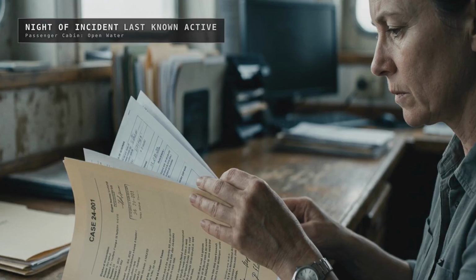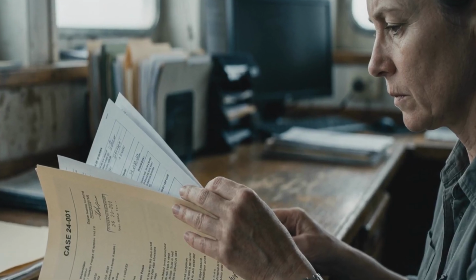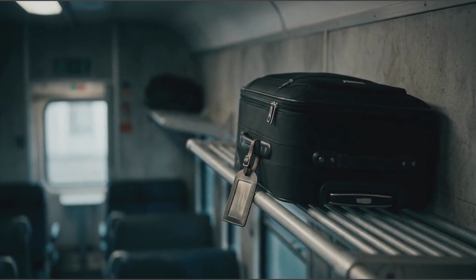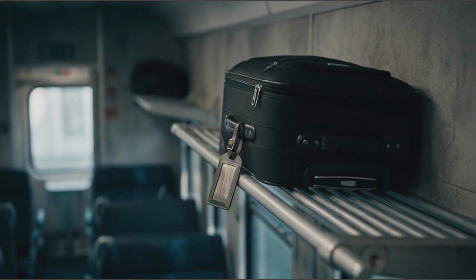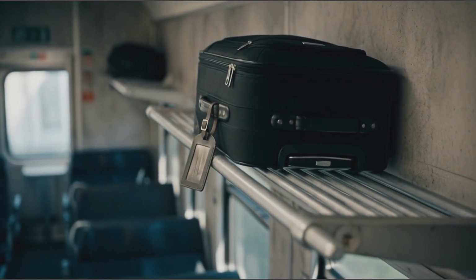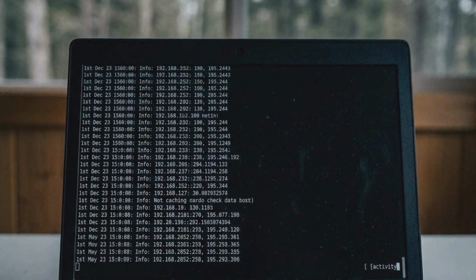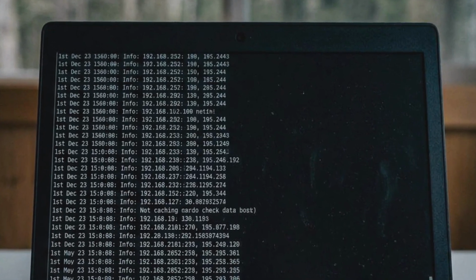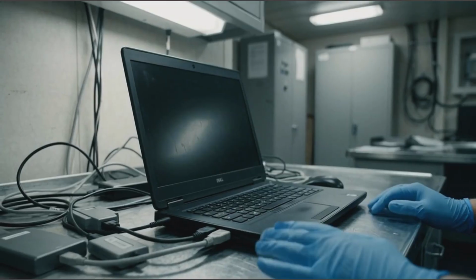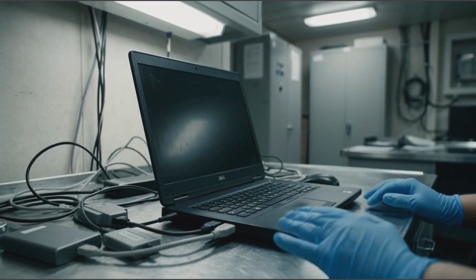On its own. Heartbreaking but not unheard of. Investigators have seen this pattern before. Packed bags, no body, no witness. But here's where this case splits from every other one. The laptop was talking.